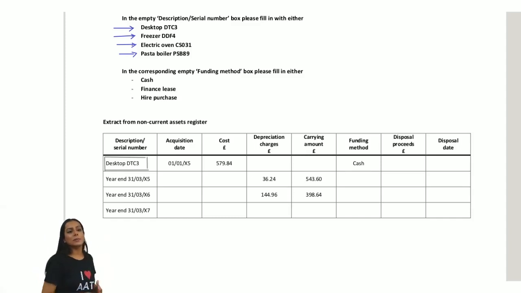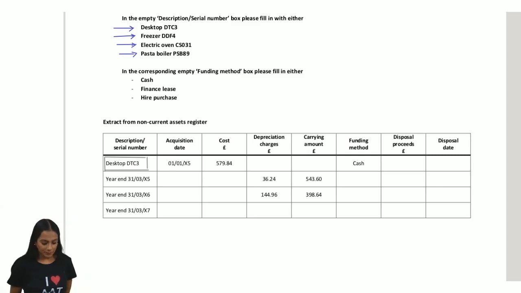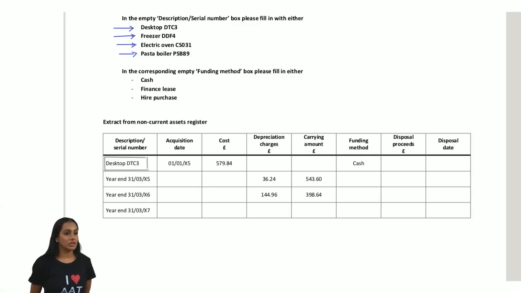This is going to be set as a CBE exam. So some boxes will be blank and other boxes will require you to enter your answer. The question here wants to include the depreciation charge for the period, the disposal proceeds and the disposal date, because that is the information relating to the desktop. For the other assets, for example the pasta boiler or the electric oven, you have purchased them in this accounting period, so you would be including the acquisition date, the cost and any necessary depreciation charges.